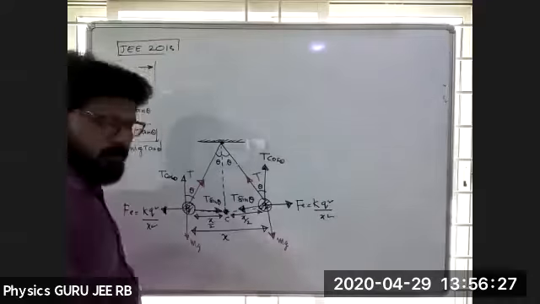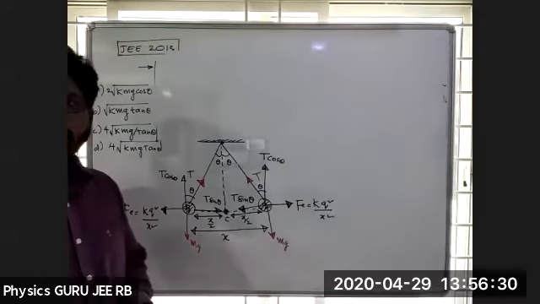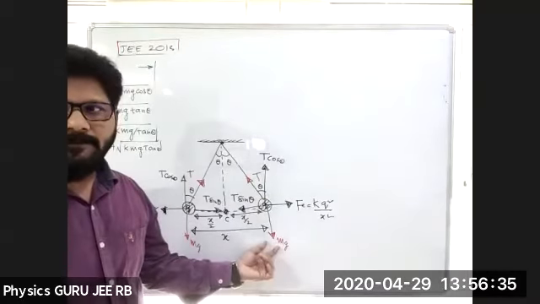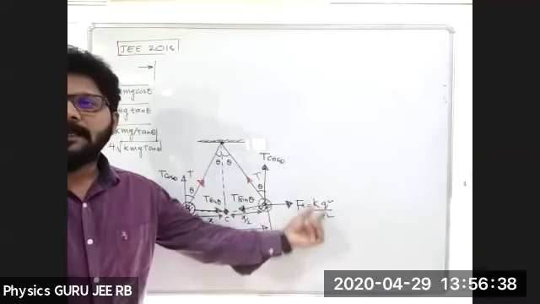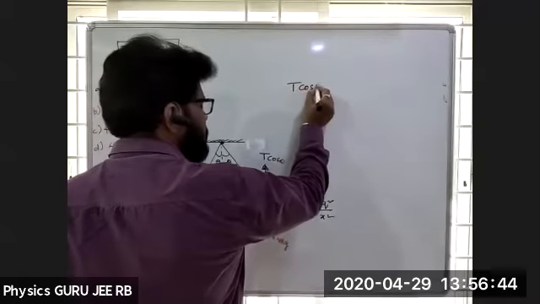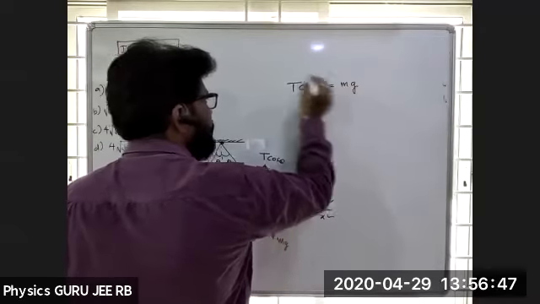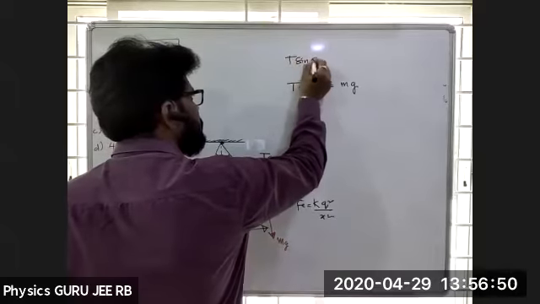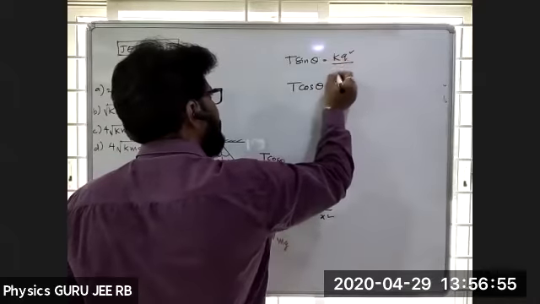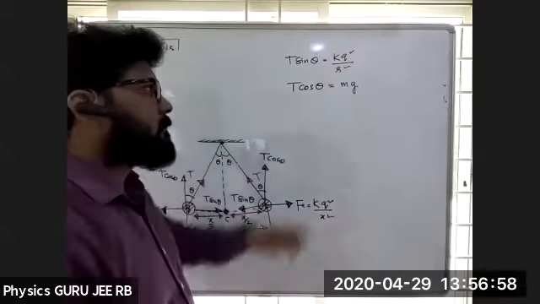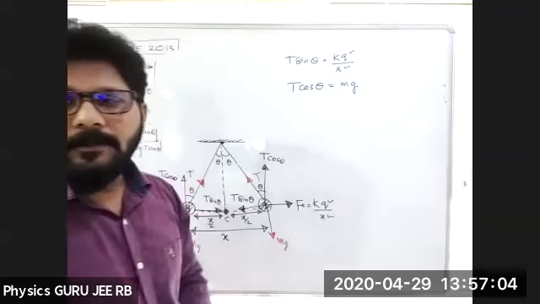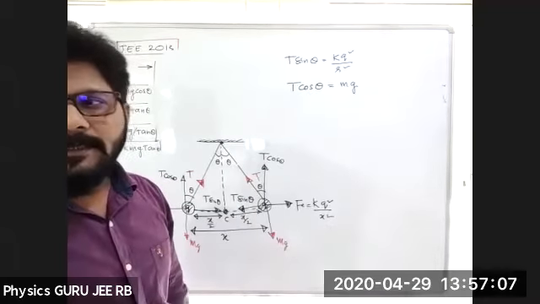Here some options are given to us. Now what I'll do is use the concept of equilibrium. Here T cos theta balances mg and T sin theta balances kq square by r square. That is, T cos theta is equal to mg and T sin theta is equal to kq square divided by r square. From here onward, you can take the LCM part for that one.